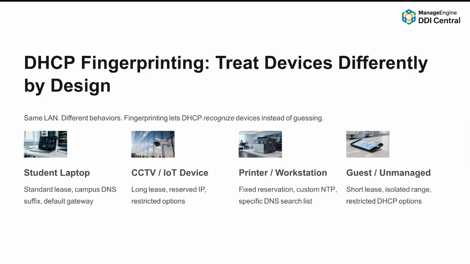So it's just the same LAN, but different behavior. A student laptop receives a standard lease. A CCTV device receives a reserved IP with restricted options. A printer receives fixed reservations and custom DNS. A guest device gets a short lease and isolated range. So DHCP fingerprinting allows differentiation by design.